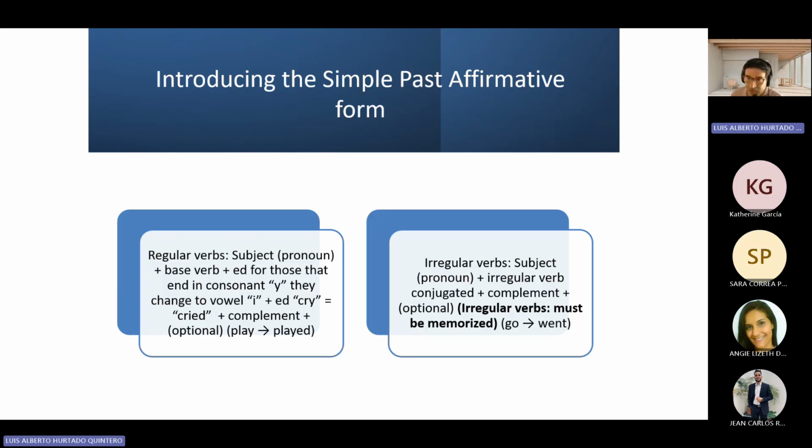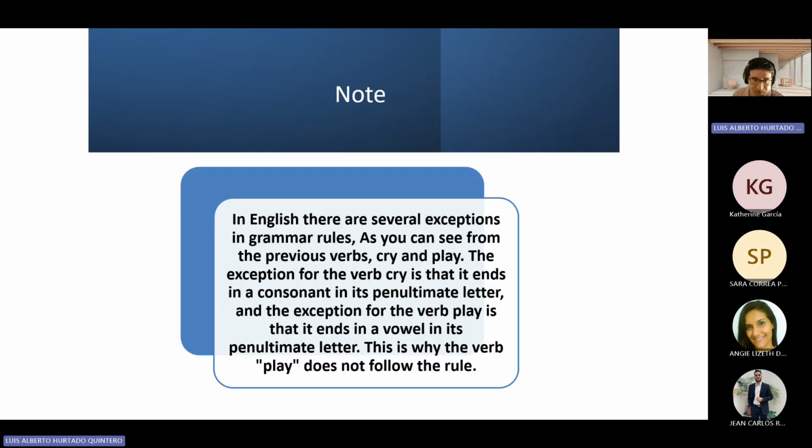Okay, for irregular verbs, the form is subject, pronoun, the irregular verb conjugated, and the complement. As I told you, the complement is optional. The irregular verbs do not follow any specific rule or pattern. You have to memorize them. For example, if you use the verb go, the past would be went, and all the irregular verbs have the same behavior.